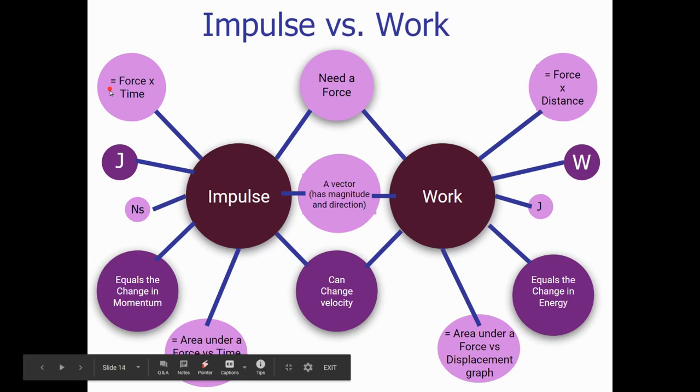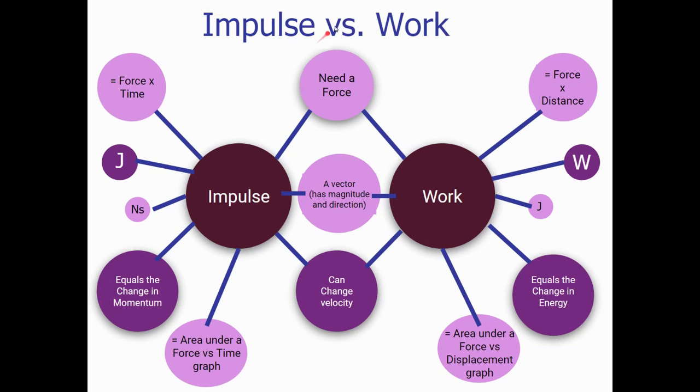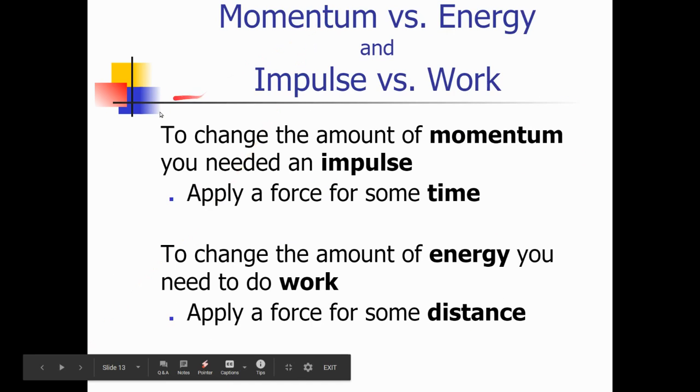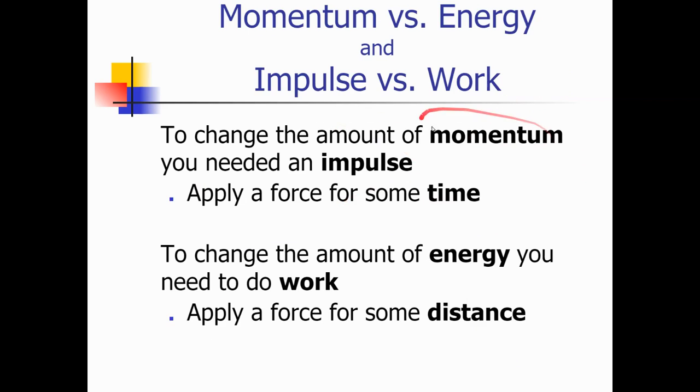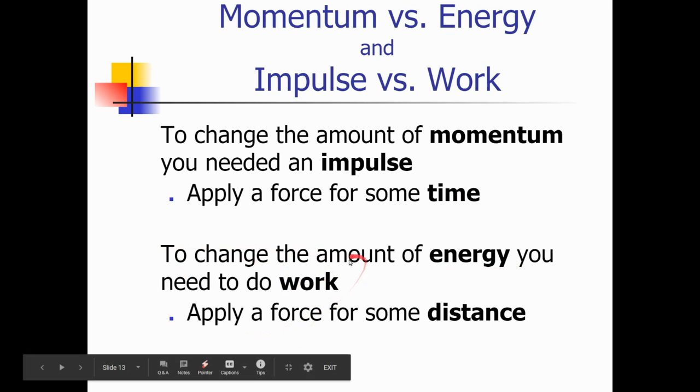So when we're comparing these, we want to think about impulse and work. To change the amount of momentum, you needed to apply an impulse. And that impulse was a force times the time. To compare this, for energy, you need to do work to change the amount of energy. And for work, it's your force times your distance. So this is very similar here. You have force times time, and for energy or work, you're going to have force times distance.